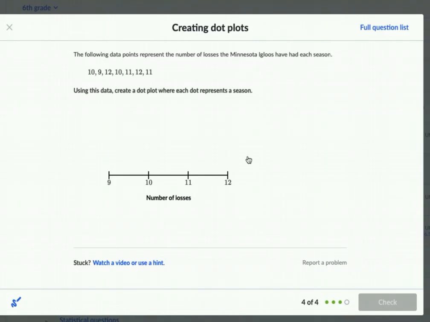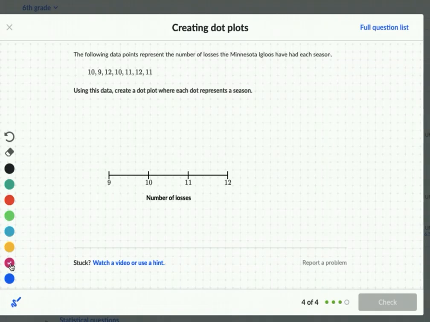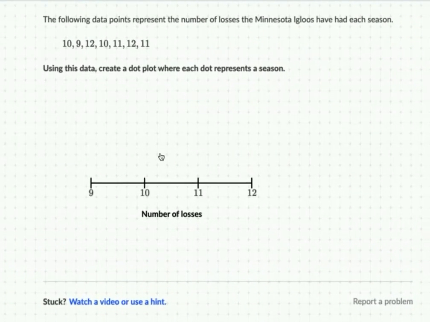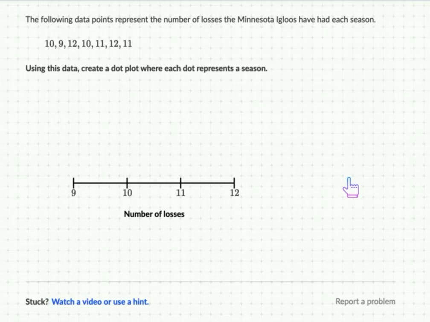You could also be asked to create a dot plot. So they'll give you an empty dot plot, and then you'll have to put the dots in yourself. So go ahead and pause the video and try this one on your own. The following data points represent the number of losses the Minnesota Igloos have had each season. So there's 10, 9, 12, 10, 11, 12, and 11. Using this data, create a dot plot where each dot represents a season.